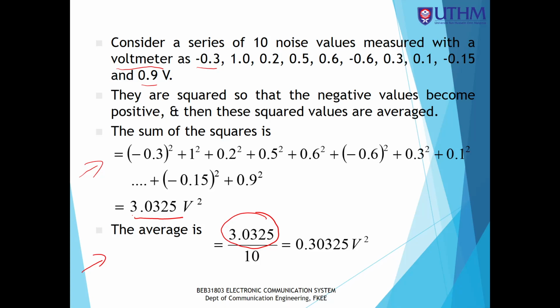If you have 100 values, that means you need to divide with 100. So since we have 10 values, we need to divide with 10 because we have 10 values. Kita ada 10 bacaan dalam case ini. And then you get the answer, 0.30325 volts square.